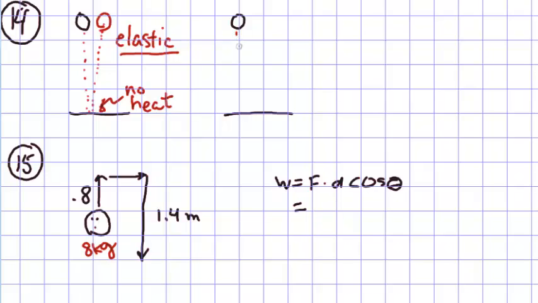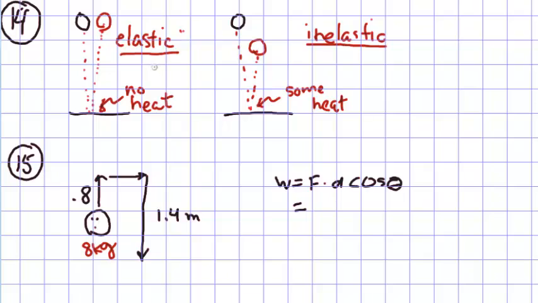An inelastic collision, on the other hand, is the kind you're familiar with, where the ball bounces up to a lower position than it was before. In other words, there was some heat exchanged, some heat generated during the collision. And these collisions are called inelastic. So in an elastic collision, you don't have to worry about any heat being lost.